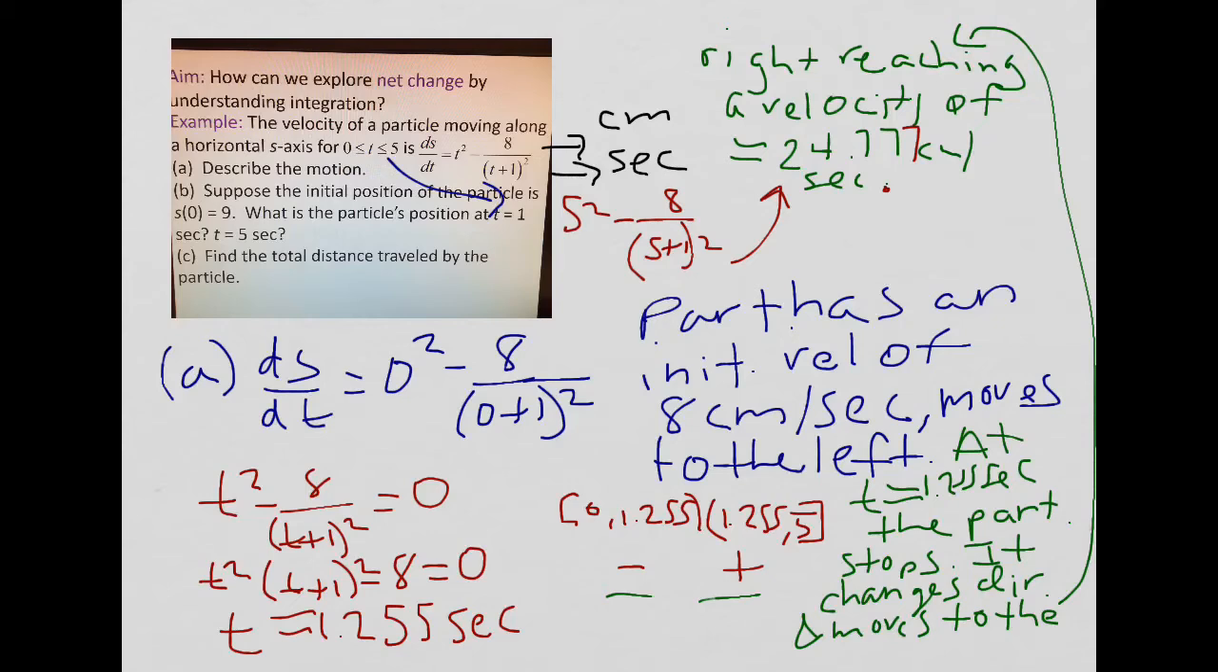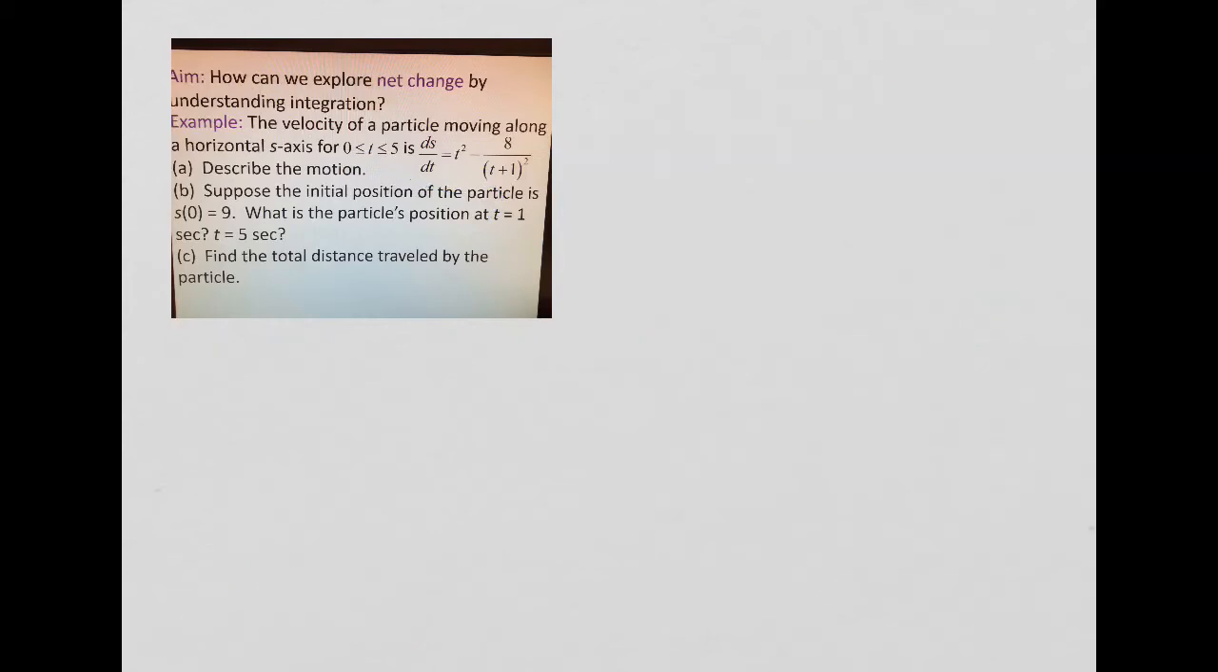So part B. Before I start reading part B, if you need to pause the video to get down that last part, make sure that you do that. This should be in your notes. So part B says, suppose the initial position of the particle is s of 0 equals 9. What is the particle's position at t equal to 1 second, or when t is equal to 5 seconds? So this is what I was talking about before, okay?